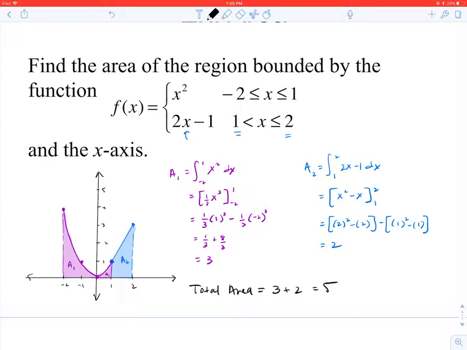So on your homework, you can sketch the graphs, or you can use your calculator to look at what the graphs look like, or determine if there's any x-intercepts and if the function dips below the x-axis at all.